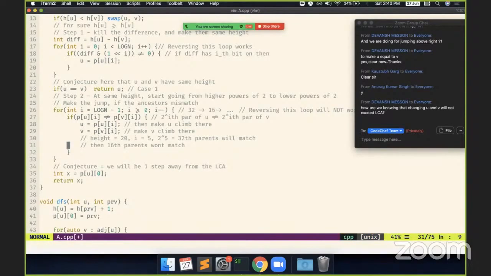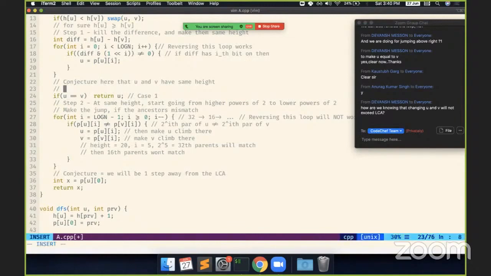How do we know that changing U and V will not exceed the LCA? Good question. After this point, when the heights are the same, LCA of U comma V is equal to LCA of P U 0 comma P V 0. Think about this. You can keep on doing this: LCA of F of U comma 2, F of V comma 2. The LCAs will remain the same if both of them are climbing at the same speed. If both of them are climbing 5 steps up together, the LCA will still remain the same. Obviously, once you hit the LCA you can't keep on defining this, but till the time you haven't hit the LCA, this value keeps on being the same.